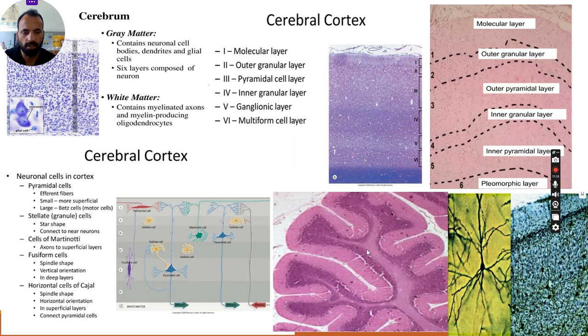So this is again the H&E stain at 4x. This is a different type of stain, as you can see how the neural layering is there.